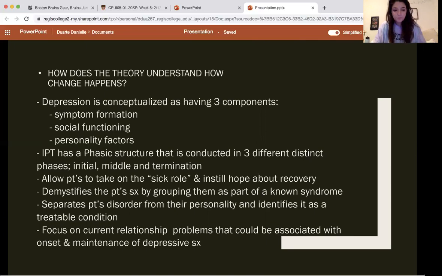It also demystifies the patient's symptoms by grouping them as part of a known syndrome. So knowing that it's very common, so a lot of people struggle with it, you're not alone type thing. Knowing that you're not alone can be very comforting in this context for some people. It separates the person's disorder from their personality and it identifies it as a treatable condition.